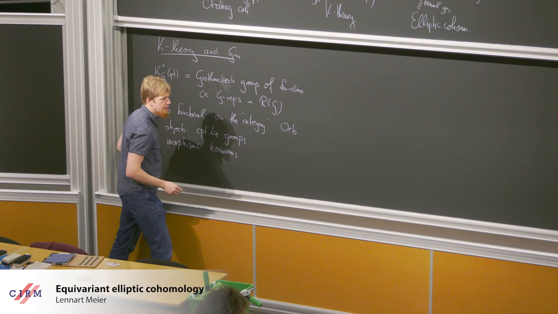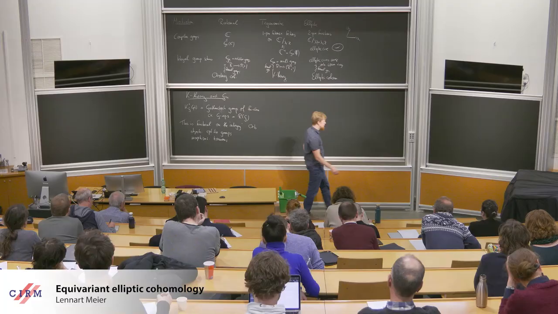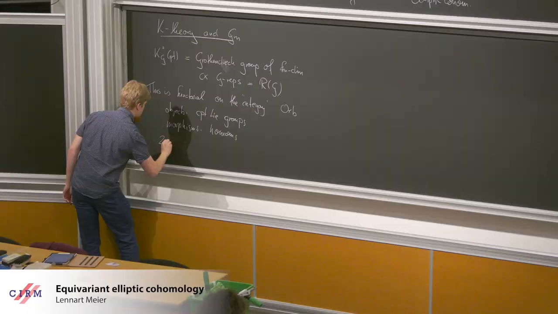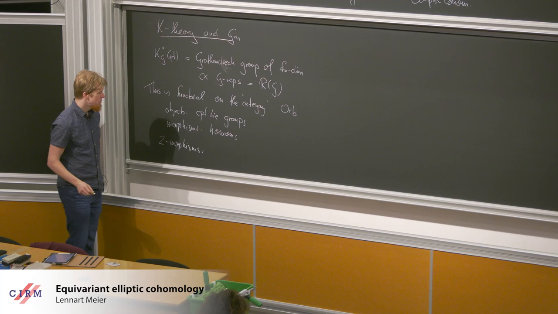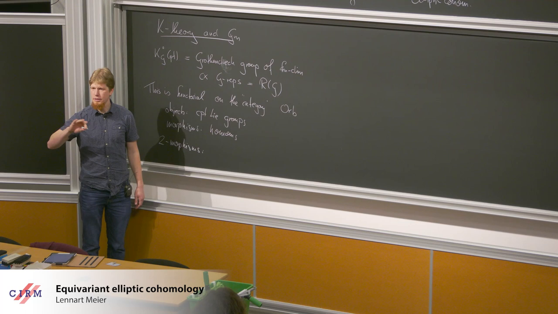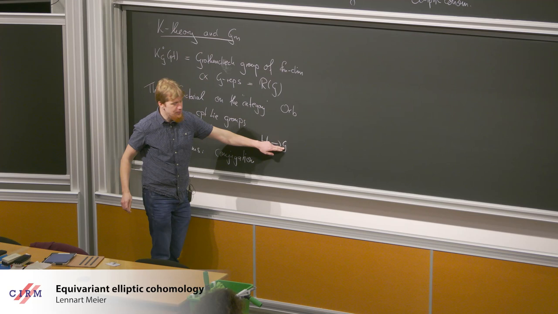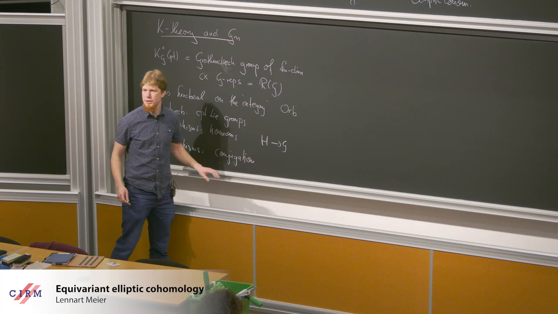And now comes the first point why I put category in quotes. Because secretly, I also have two morphisms. So what could be the two morphisms between two homomorphisms? Well, I could take conjugation. So if I have H to G, I can choose an element in G and conjugate via this. And this defines the two morphisms here. They could be trivial if the group is abelian, but I still remember them.